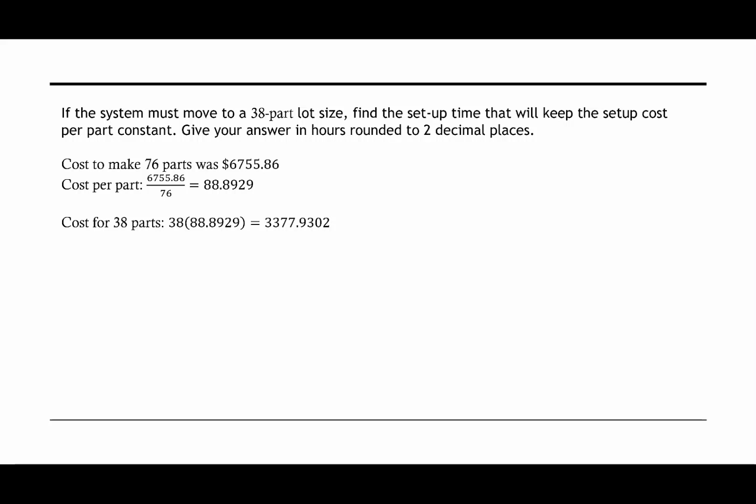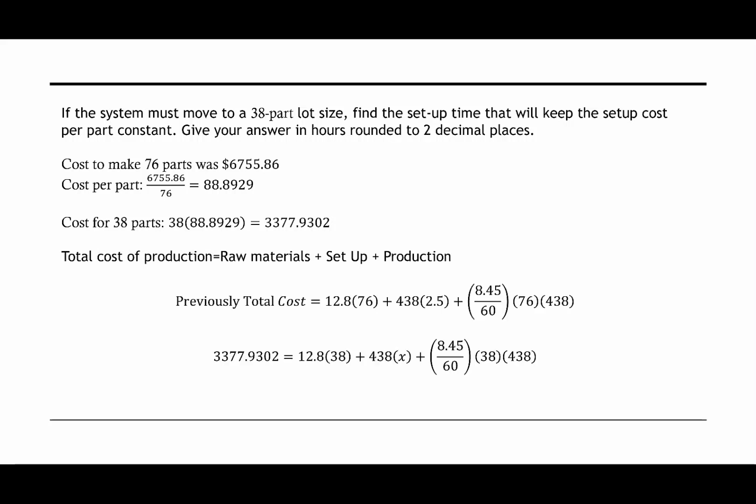38 times 88.8929 gives us a budget of $3,377.9302. This cost will account for the raw materials, the setup, and the production. Let's bring back our previous total cost to help us set up our new equation. Our new total cost is $3,377.9302.